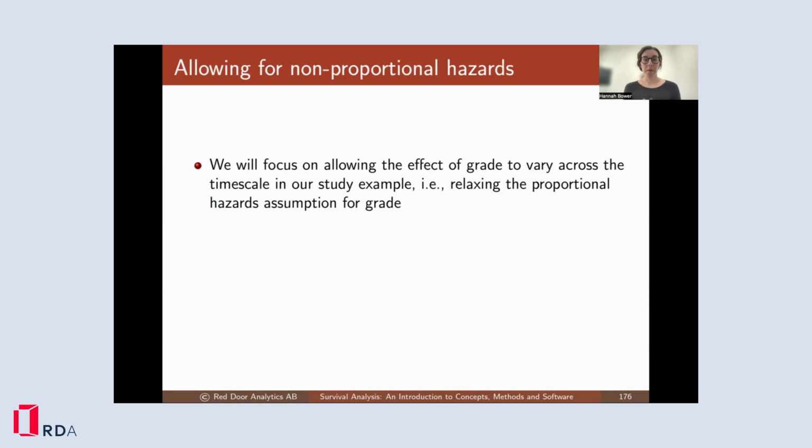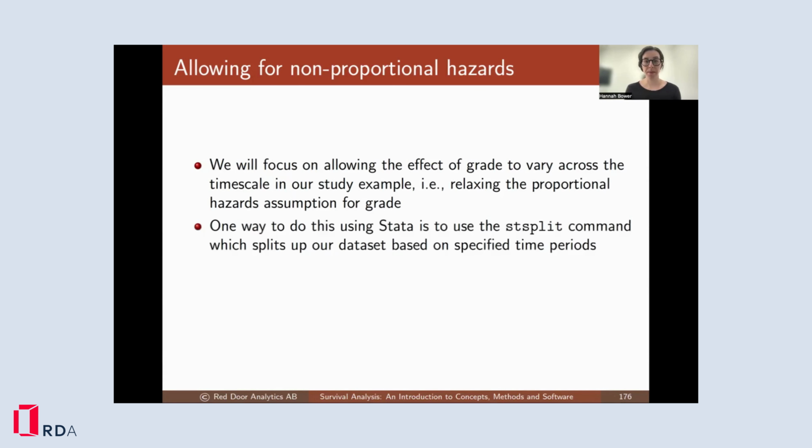So in these examples, we'll focus on the effect of grade because that's the variable that we saw where we had the most problems with non-proportionality in our example. And we're going to relax the proportional hazards assumption for grade, this means. So one way to start by allowing for non-proportional hazards is to make sure that we have a variable in our data set which represents the time scale.